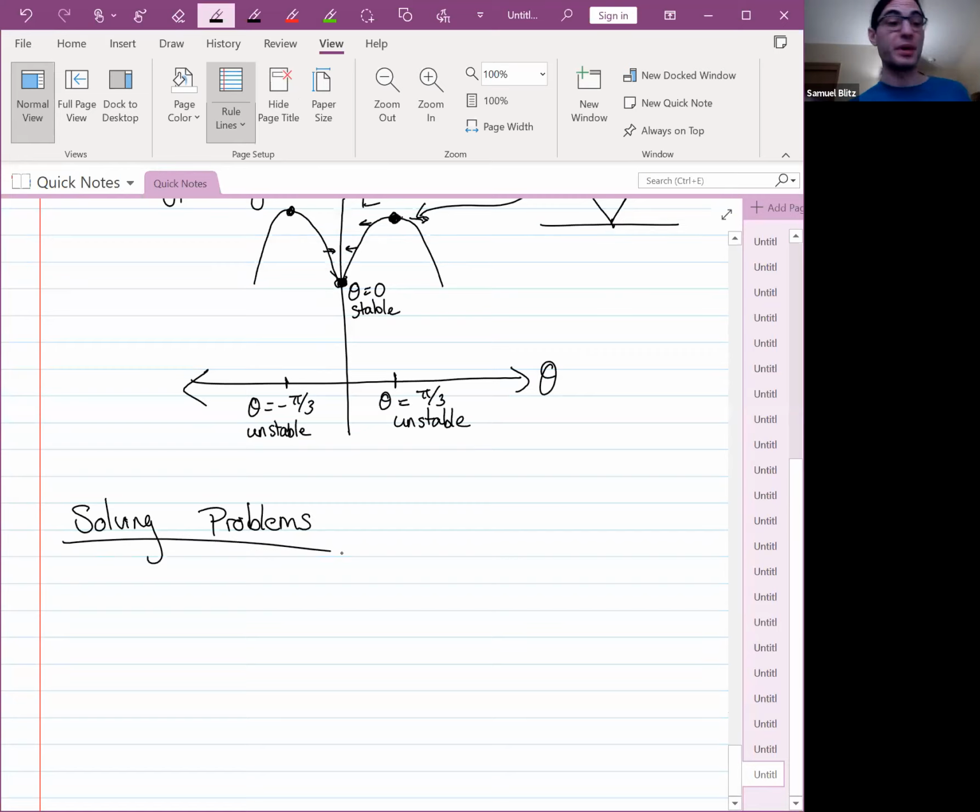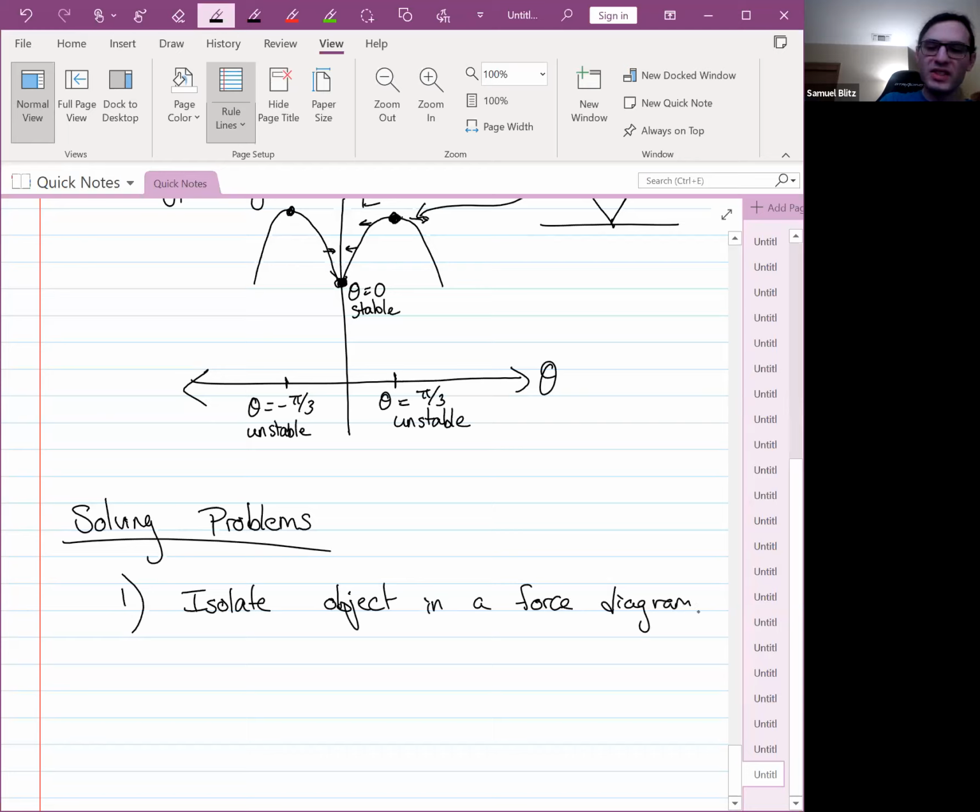Then I'll go over an example at the beginning of next lecture. So step 1, isolate the object in a force diagram. Whatever object you're studying, draw a force diagram for it. And this isn't always easy, by the way. Sometimes there are multiple objects in a system, and you need to pick the right subset of objects. Maybe it's one object, maybe it's more, that you draw a force diagram for, right?